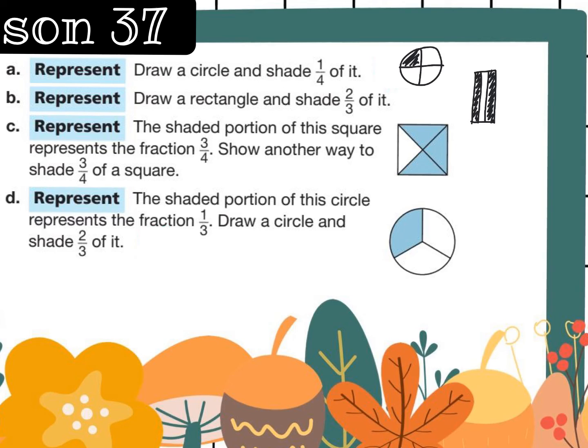No. Okay, C. The shaded portion of this square represents the fraction 3/4. Show me another way to shade 3/4 of a square. What else could I do? Savannah? You could shade the top one. What if I did that? Did I throw you off? Kinda. Okay. Try the top left one. Then the bottom right, and bottom left. Okay, very good. So that's another way you can shade 3/4.